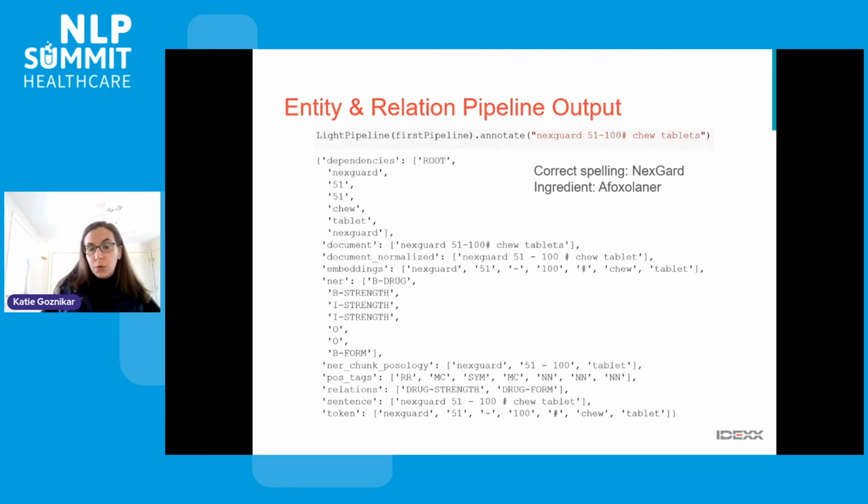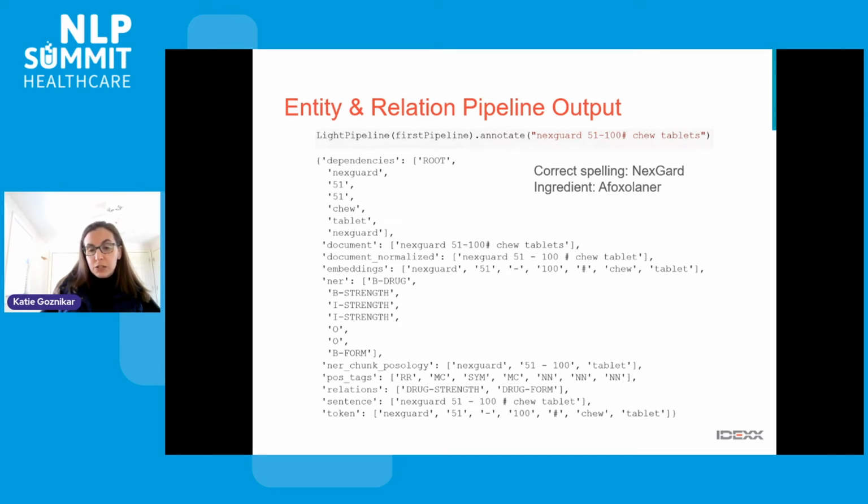For those who don't know, NexGard is a flea and tick preventative with afoxolaner as the active ingredient. And it comes in different strengths based on the weight of the animal. In this case, the drug name has been spelled incorrectly. If we review the output, we can see that the drug name, the tokens associated with the drug strength, and the drug form have all been identified correctly.